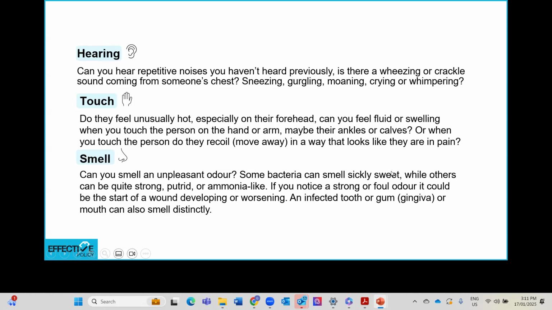And smelling. Can you smell an unpleasant odor? Some bacteria have a very sickly sweet smell, while others can be quite strong and putrid. The smell from severe oral infection and from intestinal infections can be quite knock you over in its strength. If you notice a strong or foul odor, it could be the start of a wound developing or worsening. An infected tooth or gum, gingiva or mouth can also have a distinct smell. It's not pleasant.